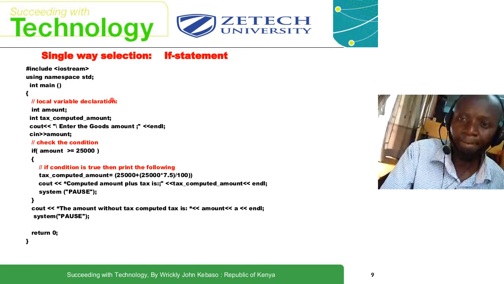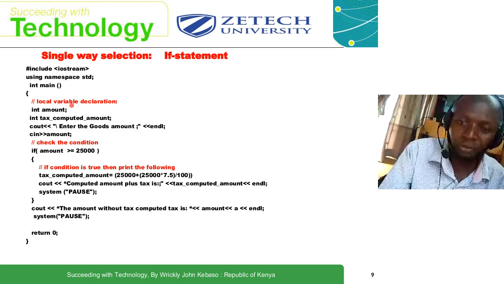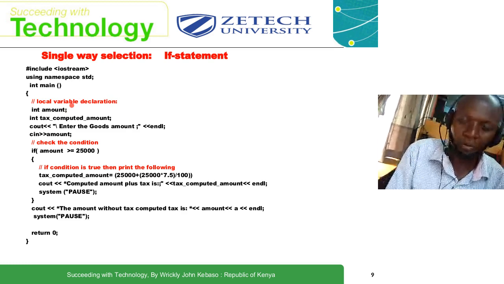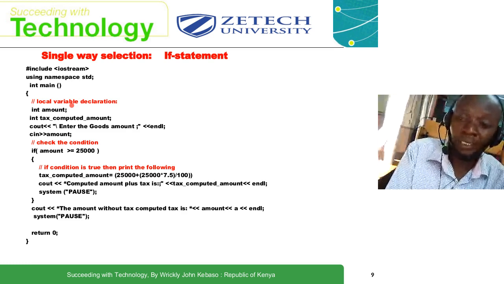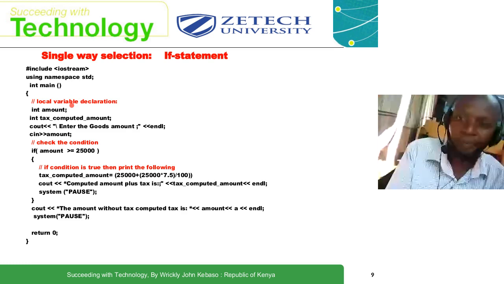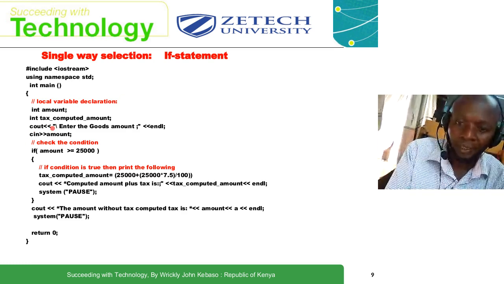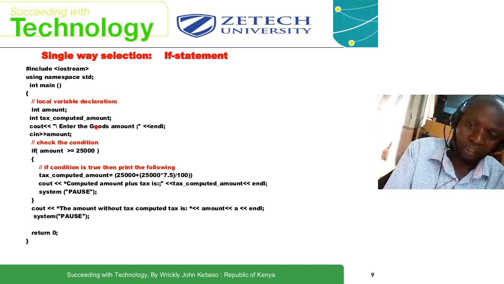Then in this body, we are going to declare several variables. One is the amount. This is the one that is going to be entered by the cashier or the teller, or the person who is computing the amount to be paid by the customer in this case. Then we also need a second variable, which is also an integer, and we call it tax_computed_amount.